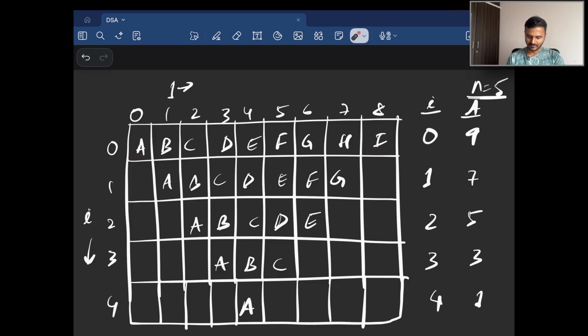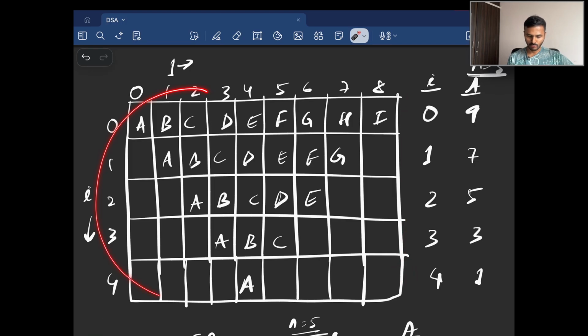Then when I is 1, we need to print 7 characters. In the last question, it was the same letter, but here it starts from A, goes all the way up to G. And this is how it goes, right? So how do we print this? Well, if you notice, in each row, we are starting from A, right? But we are ending at a different letter in each row.